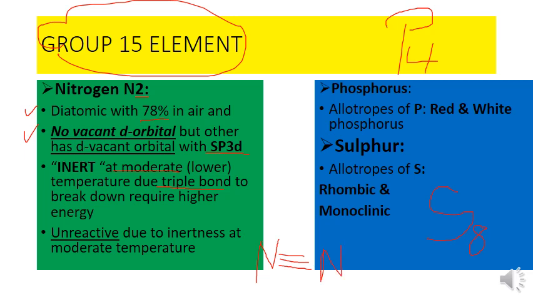This means that at low temperature it acts as inert and does not react easily. It is also reactive at moderate temperature. I think they are the same in this paragraph. Also, phosphorus in nature is polyatomic.